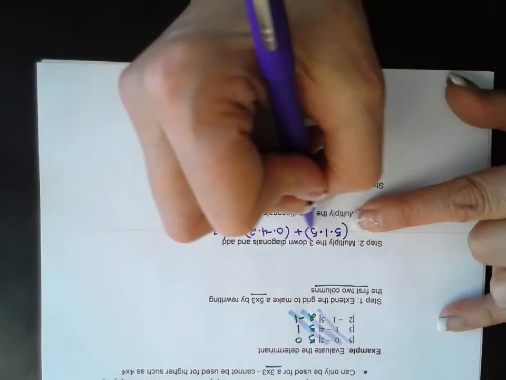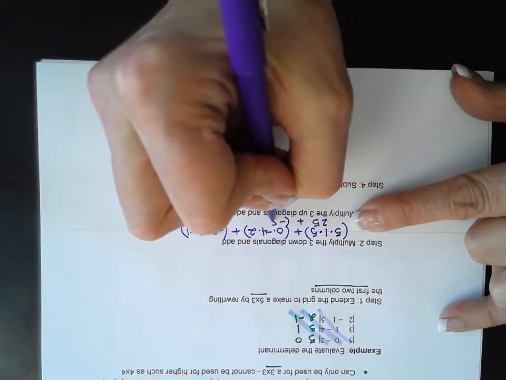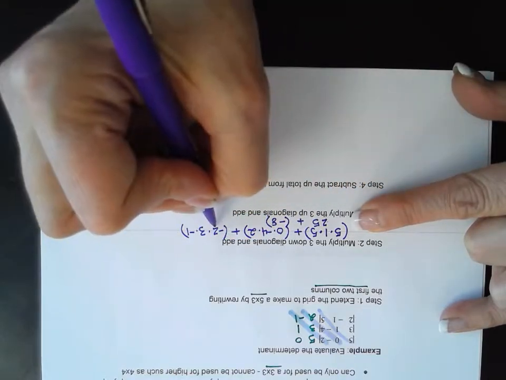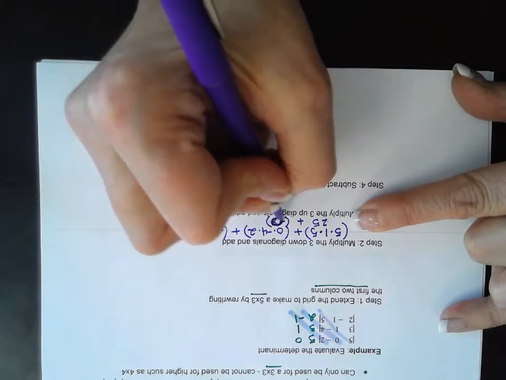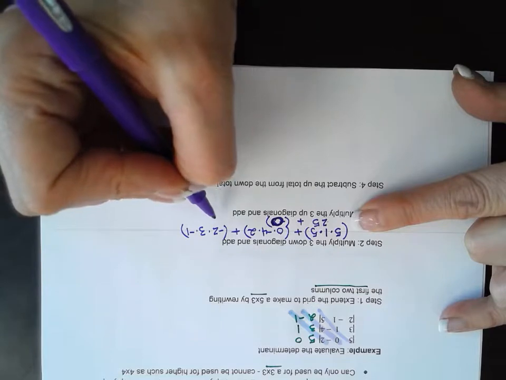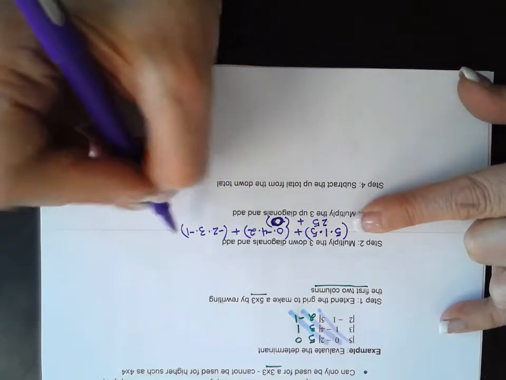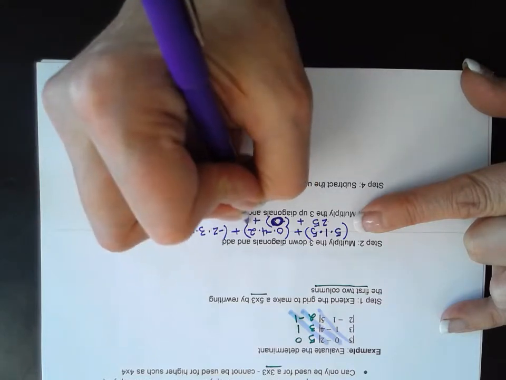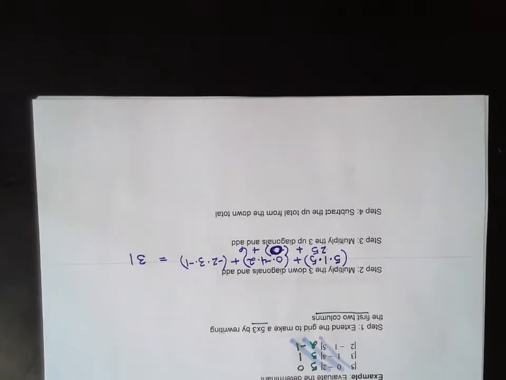Okay, so when I multiply those, I'm going to get 25 plus a 0. Oh yeah, that would be 0, my bad. -6 times -1 is going to give me a +6. And so my first diagonal is going to be 31. Am I good with that part?